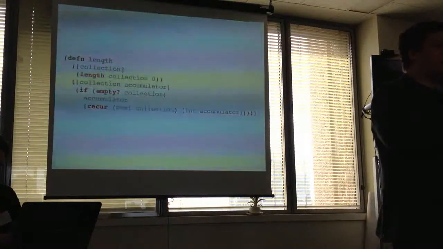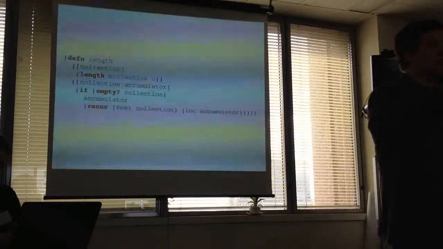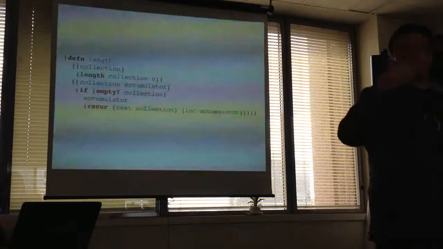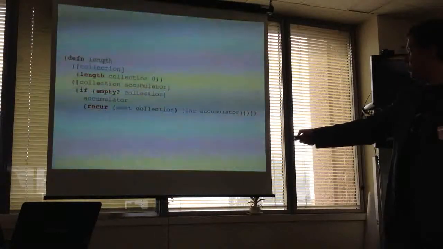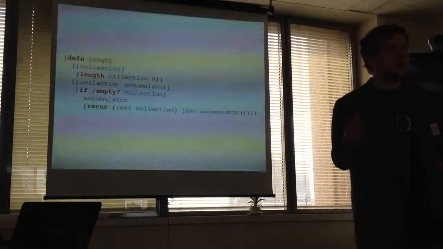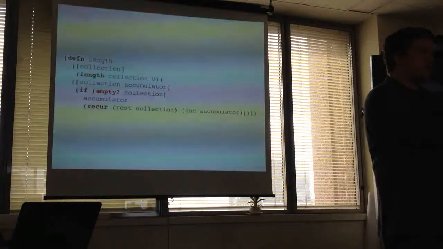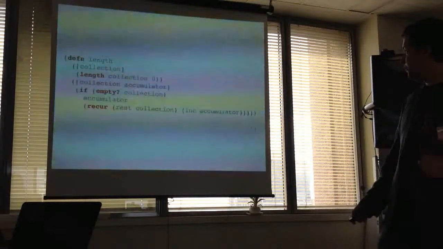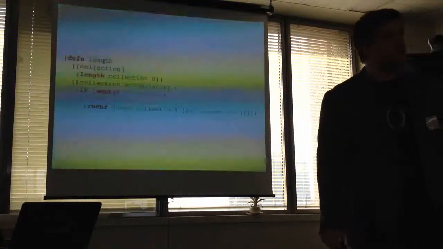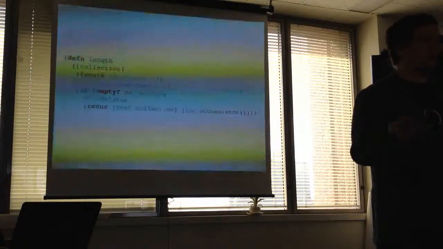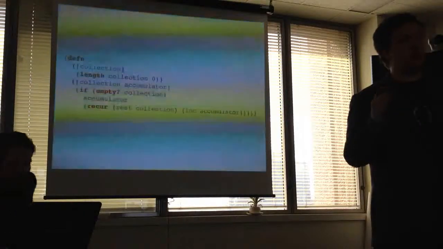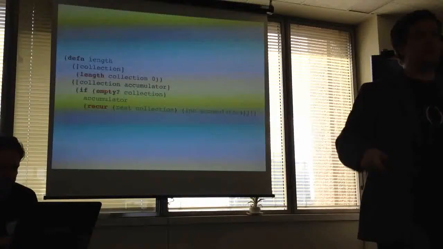Recur will call the current function without adding a new stack frame, and it will let you rebind all of their arguments. So when we recur, we're going to pass in rest collection. So that's everything in the collection except for the first item. So we're basically popping one off, and we're going to increment the accumulator. Does everyone understand how that will take a list and step through it, removing one item at a time and adding one to the accumulator?